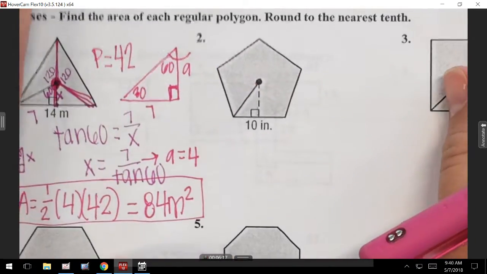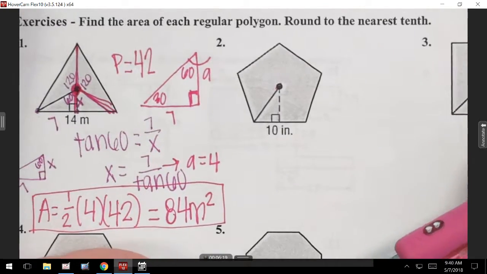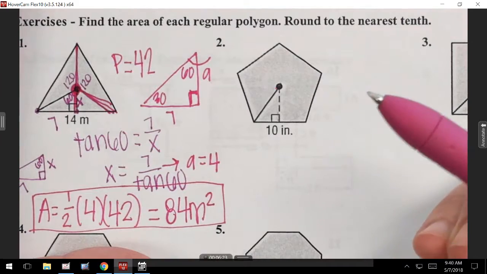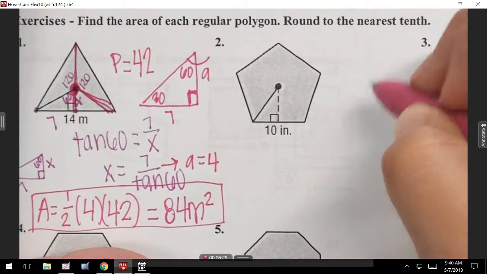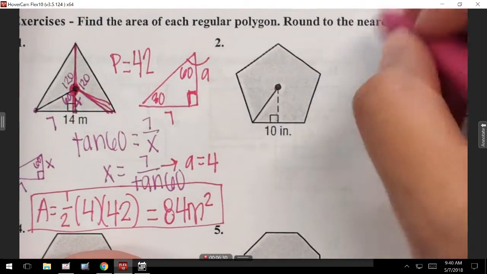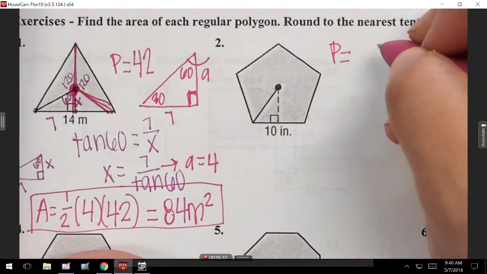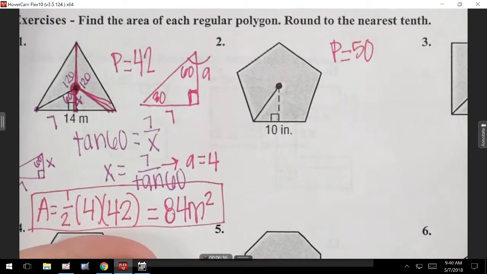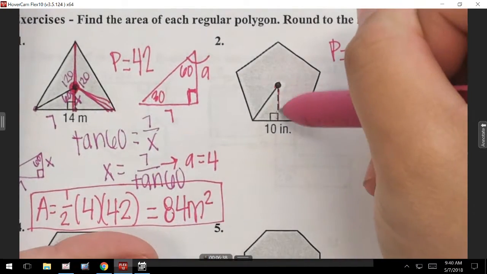Okay, let's do number 2. Yes, if you use this angle, you will always use tangent. Okay? So if this is 10, then what's this? 10. All 10s, right? So it makes your perimeter 50. Okay, now we need to find this piece right here.